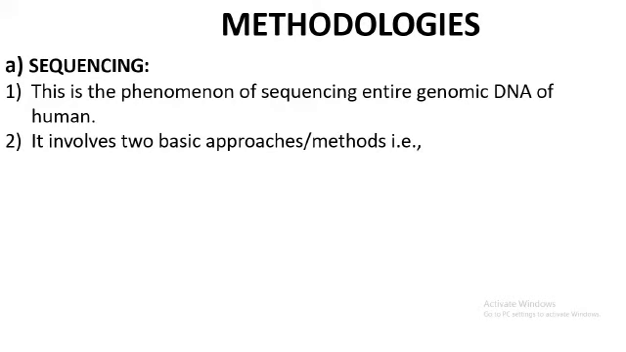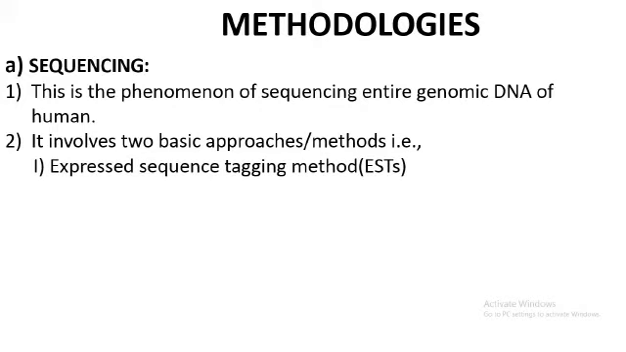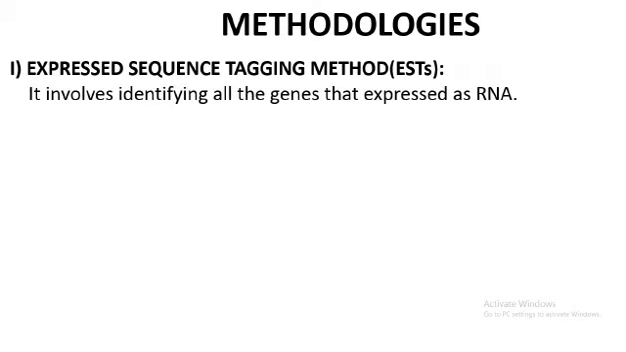There are two important basic approaches or methods to sequence these bases. The first one is the expressed sequence tagging method, shortly abbreviated as ESTs. The second one is called the sequence annotation method. Let us discuss these two methods in detail. Let me come to the first method of sequencing the bases, that is the expressed sequence tagging method. What is done in this?